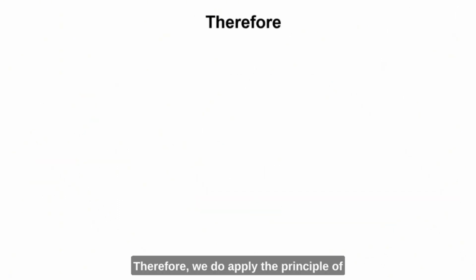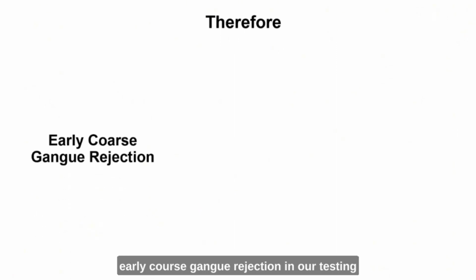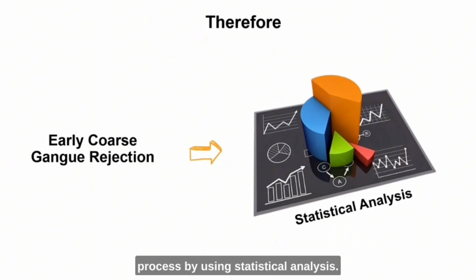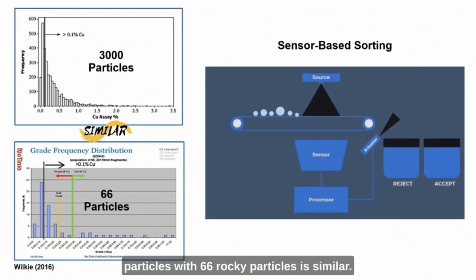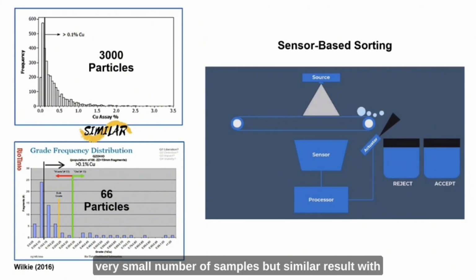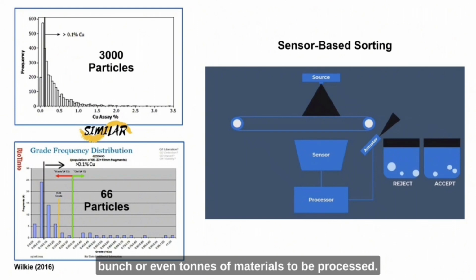Unfortunately, to deal with the three factors, size, grade, and density, we require tons of materials for the testing process. Therefore, we apply the principle of early coarse gangue rejection in our testing process by using statistical analysis. Wilkie 2016 explained that the distribution of 3,000 rock particles and 66 rock particles is similar. This led us to think that we can use a small number of samples but get a result similar to bunches or even tons of materials to be processed.